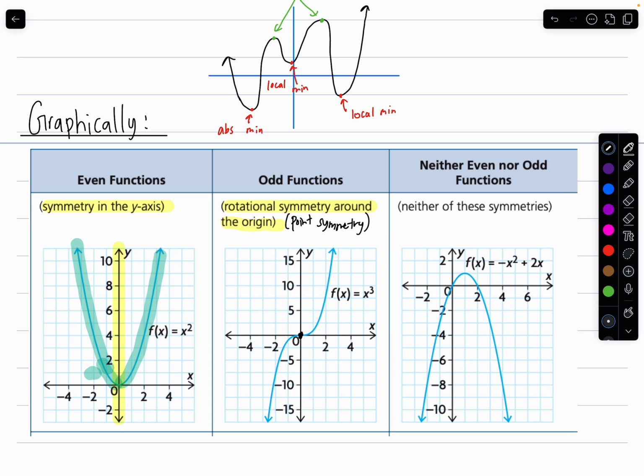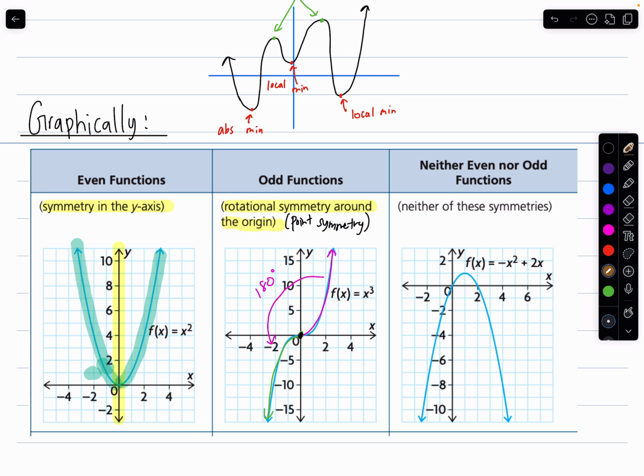Some people look at it two different ways. Some people say, okay, I take this side of the function and I rotate it 180 degrees, and I'll end up with this side of the function, which is here. And if I'm rotating it almost like a windmill, I'm rotating it around this point, which is the origin. If I'm rotating it around the origin, then this is a point symmetry, which is an odd function. So some people look at it like that.